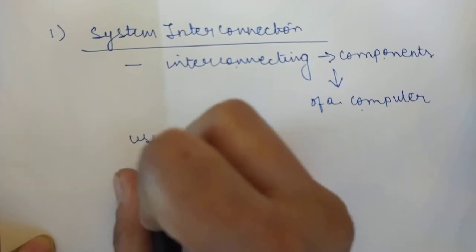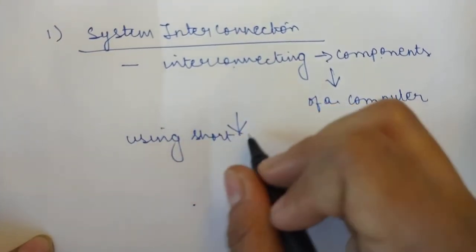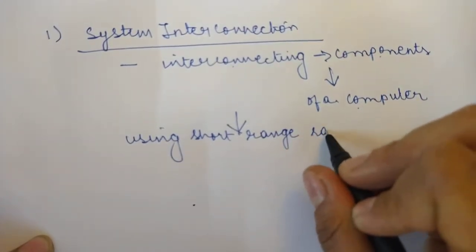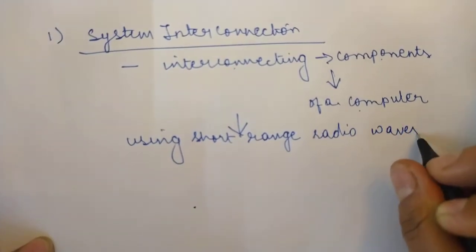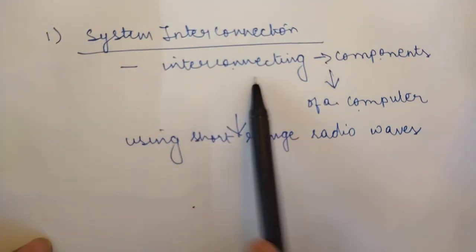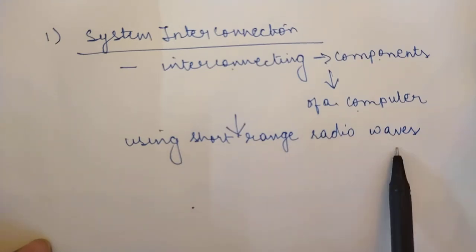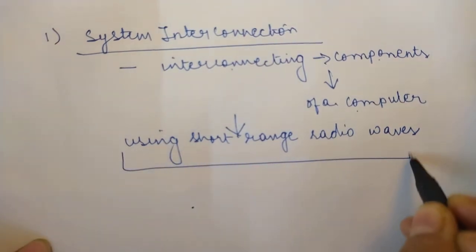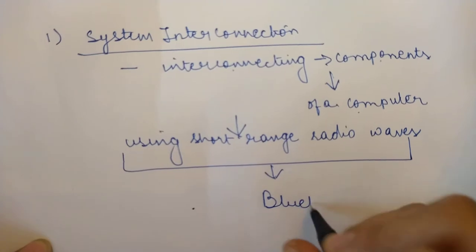Using short range radio waves, right? So precisely talking, in a system interconnection, we are trying to interconnect the components of a computer using short range radio waves. So these short range radio waves are the ones that we call Bluetooth.